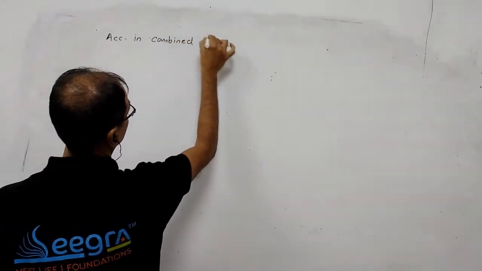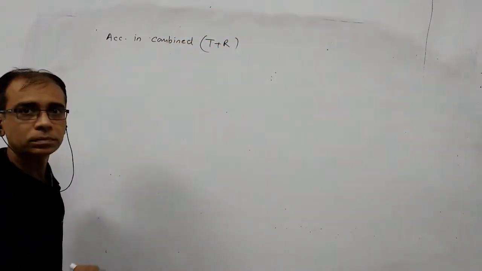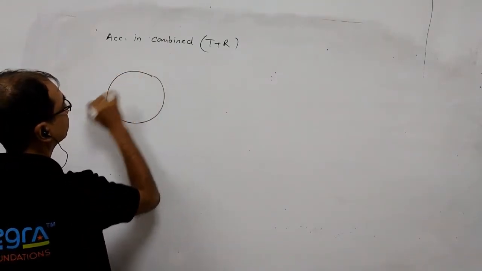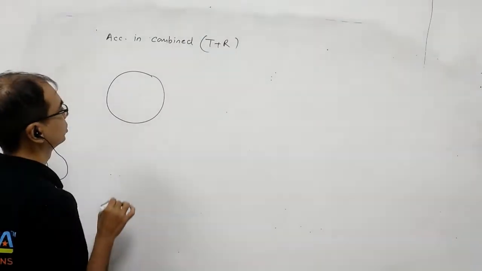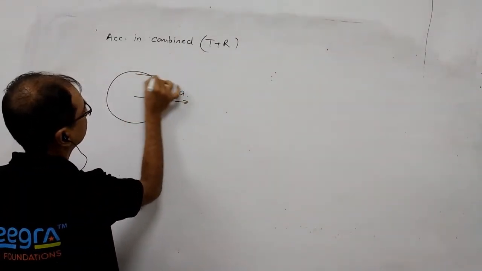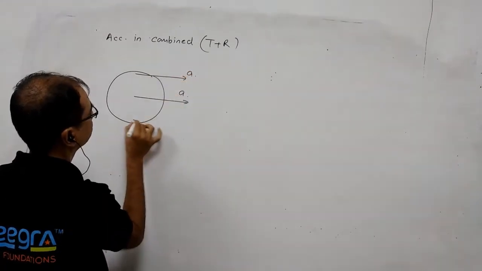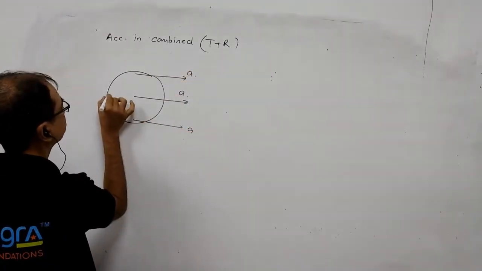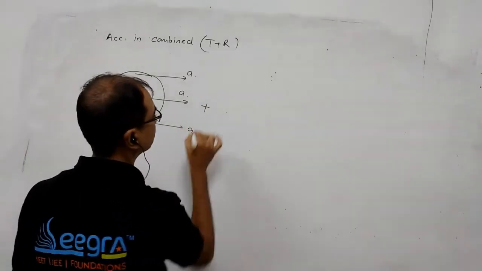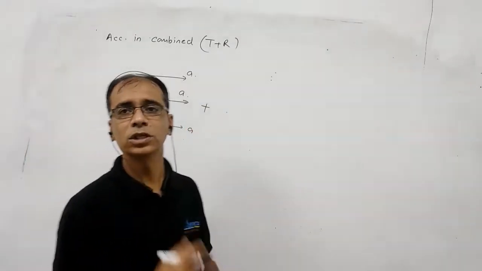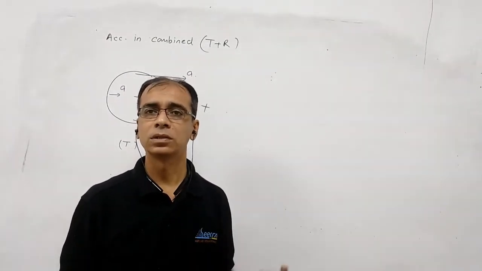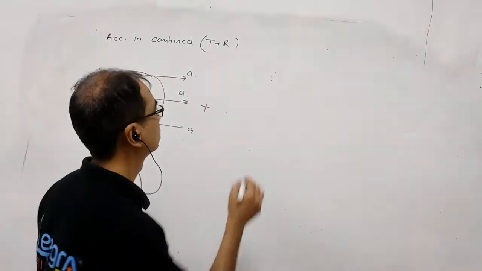Okay, so acceleration, what I told you, acceleration in combined translation plus rotation, right? So if suppose we are talking only about translation, then there is acceleration like this for every particle. This is only for translation. When you talk about rotation, we are talking about a circular motion, and in circular motion we have two accelerations. What are those? Tangential and radial acceleration.